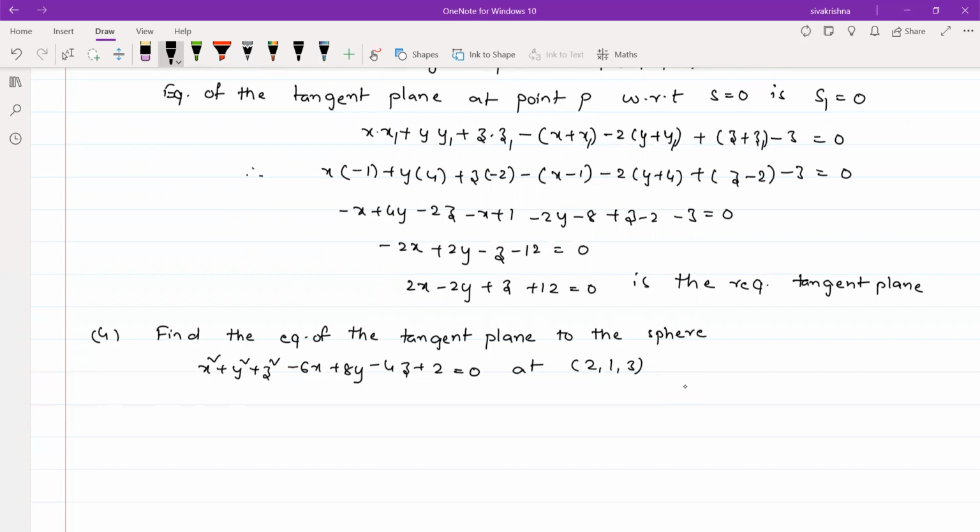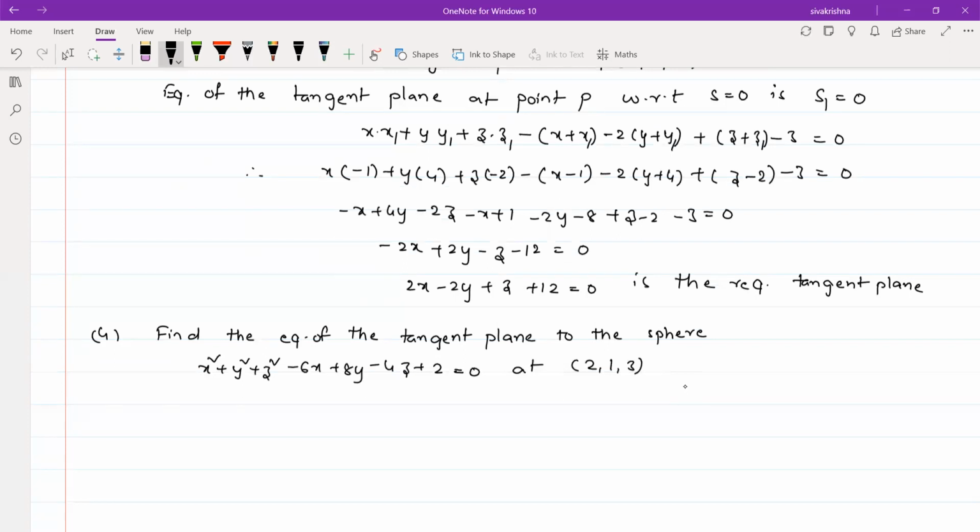So once again we have to treat the given point as x1, y1, z1, and the formula for the equation of tangent plane is nothing but S1 is equal to 0. So while writing S1 from the given sphere equation, we have to write x square by x into x, y square by y into y, z square by z into z. After writing those values, we have to substitute suffix 1. In x into x, we have to write suffix 1. That is xx1 plus yy1 plus zz1.